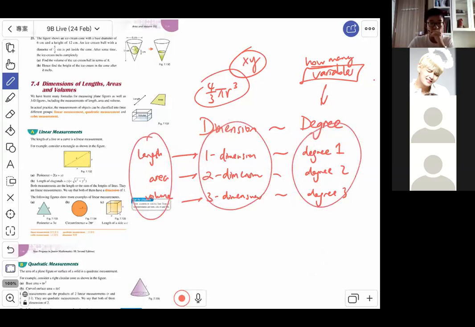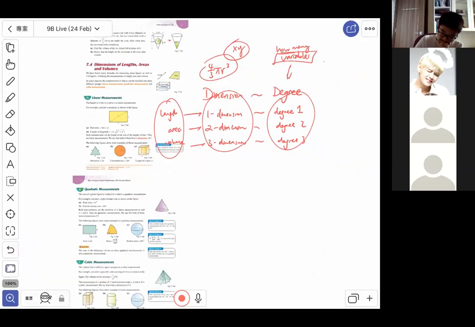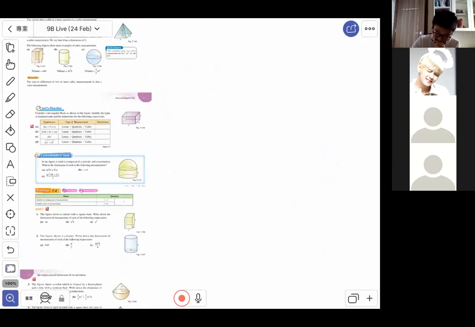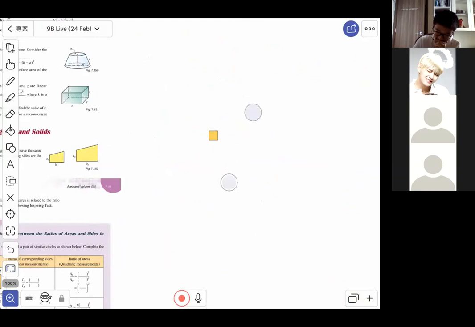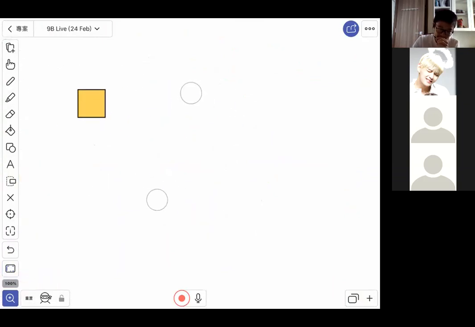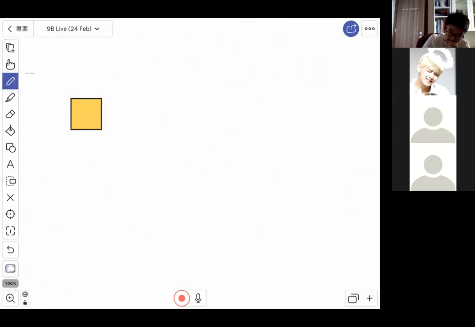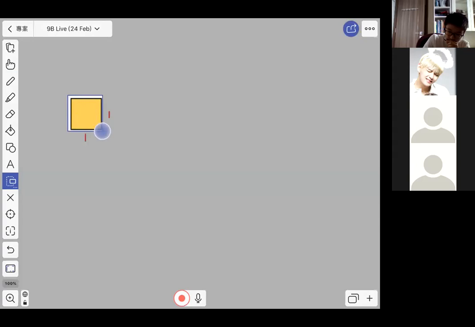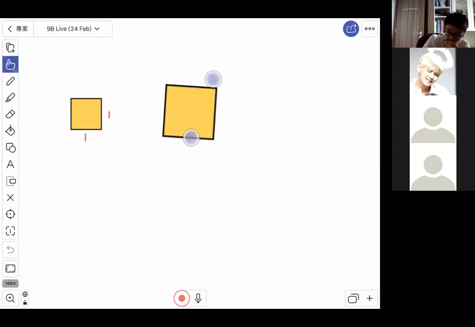Then in 7.5, you will find this relatively easy to digest, but still very hard. Now I try to introduce this to you. If I have a square here with the side length being one, what if I double its side length? Scale by two.